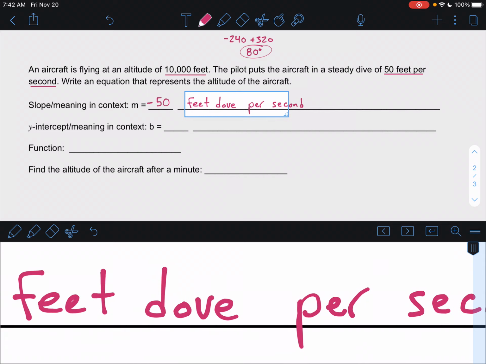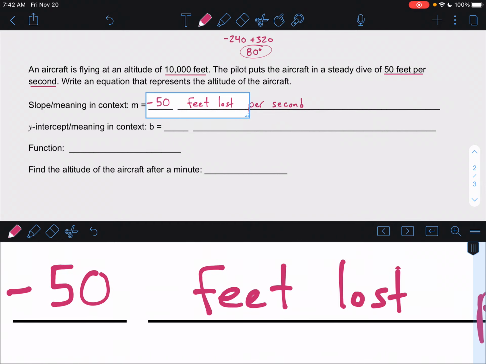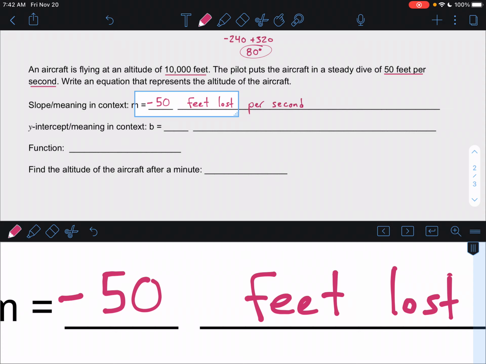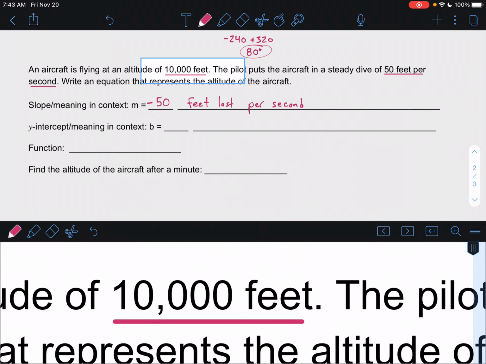I don't know if that's the right grammar, but I'll just say lost. Then our y-intercept, or like the initial amount, would be the other number in the problem. So there are only two numbers in this problem. So we know one of them is going to be the 50. The other one's going to be the 10,000. If you don't know which one is which, guess. You got a 50-50 shot of getting it right.